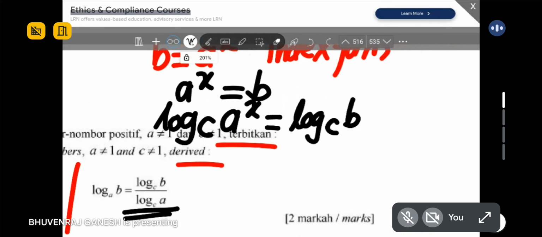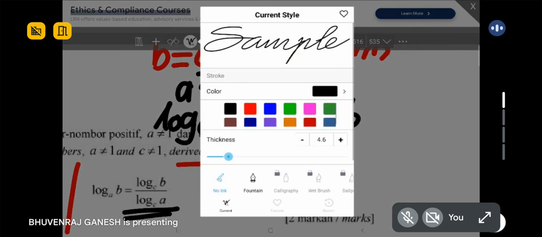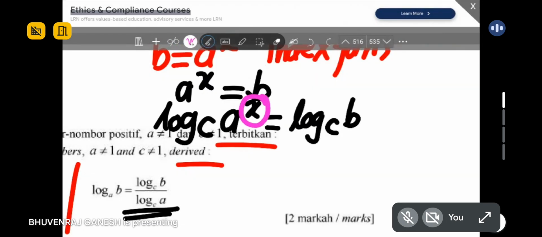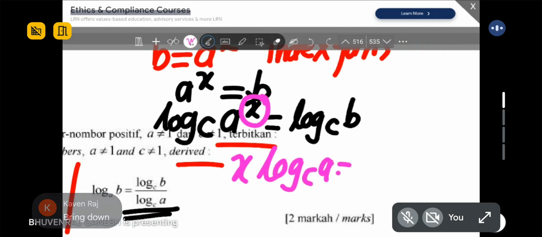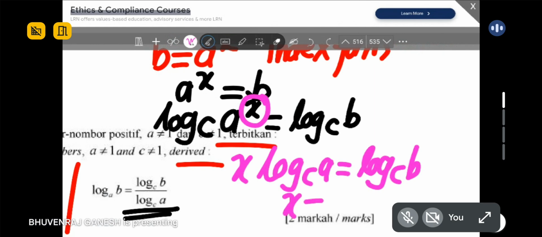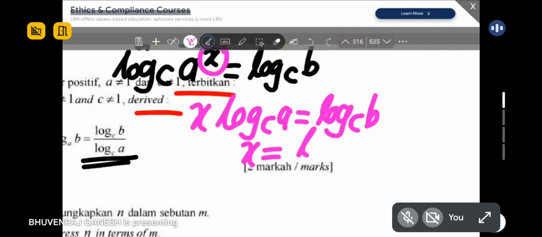So you add C, log C of A power X equal to log C of B. Okay, add log on both sides. So guys, in log, you have a power. What can you do to the power, guys? Apa boleh buat pada kuasa? Yes, you throw it in front. So you have X log CA equal to log CB. So guys, X is equal to log CB over log CA.